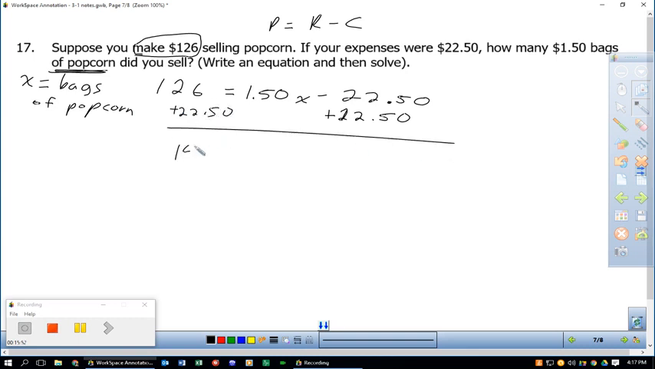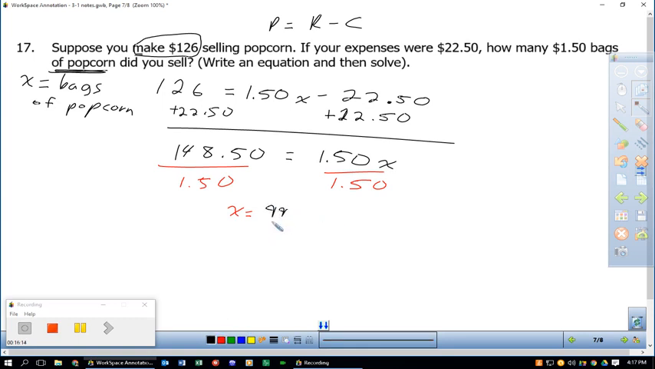All right, 148.50 equals $1.50 times X. Dividing by 1.50, we get 99. X equals 99. Now 99 what? It's not just 99. It's 99 bags. How many bags of popcorn did you sell? Well, 99 bags.